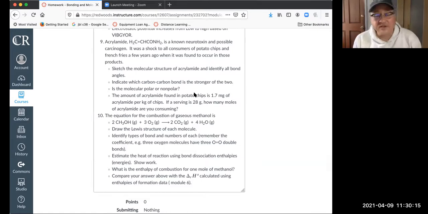So they say one serving is 28 grams. That's about 1 ounce. So if you eat an ounce of chips, how many moles of acrylamide are you consuming? And what would make this more interesting is how many molecules are you consuming?